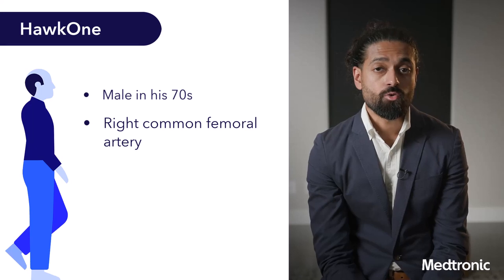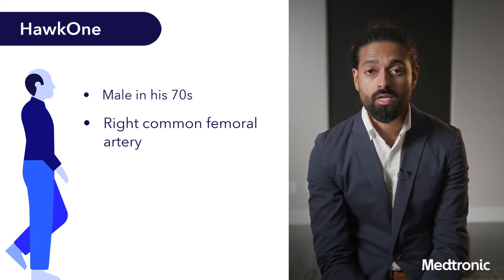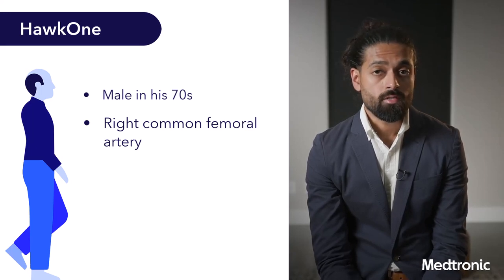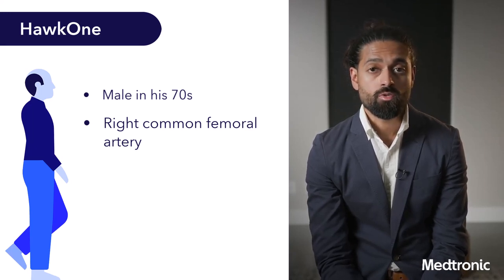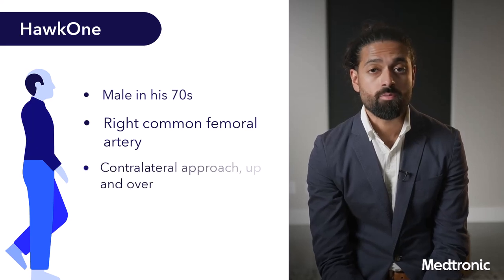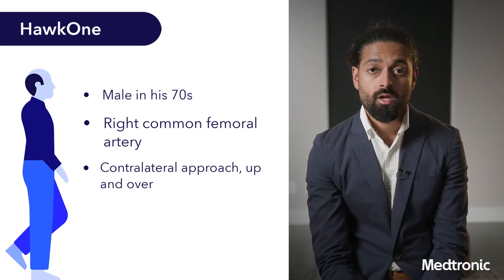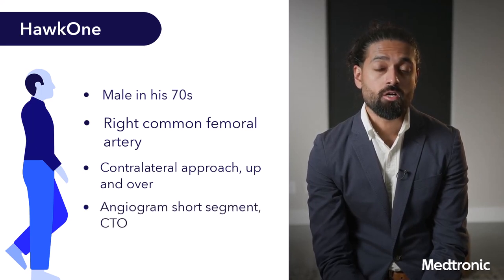So in this case, I decided to do an angiogram and decide during the case whether I would intervene or not. And I used my normal algorithm, which is a contralateral common femoral artery approach, go up and over. And once I was up and over, I performed the angiogram and I saw a short segment CTO in the region of the common femoral artery.